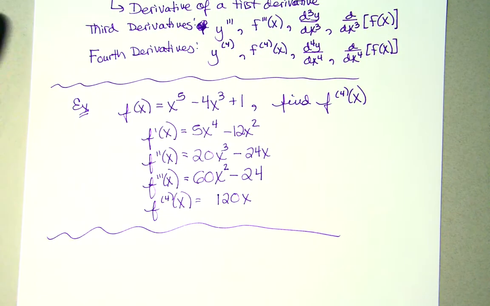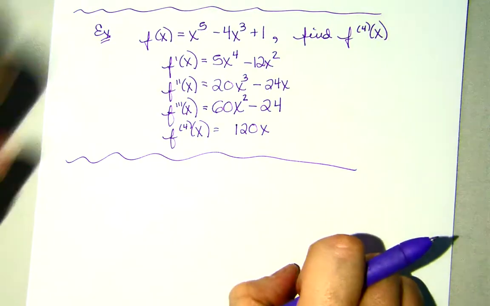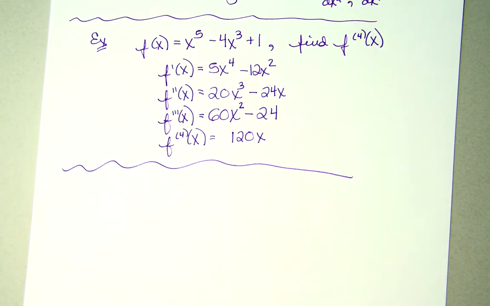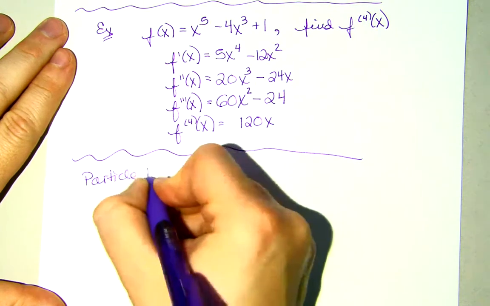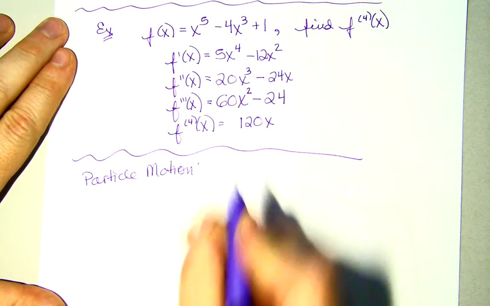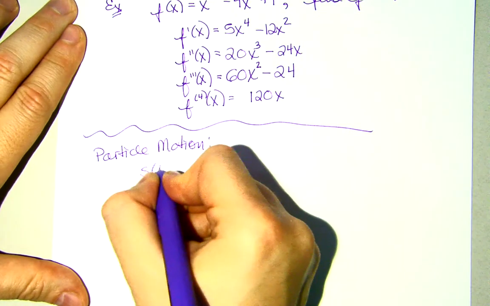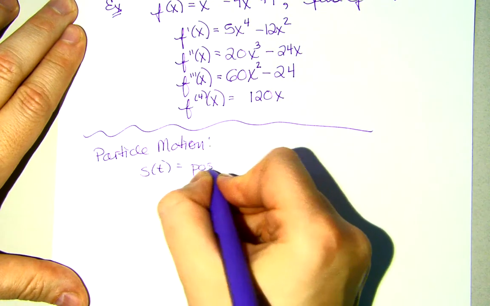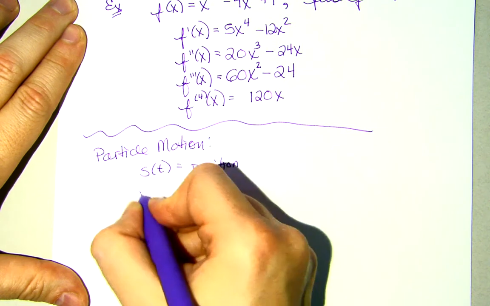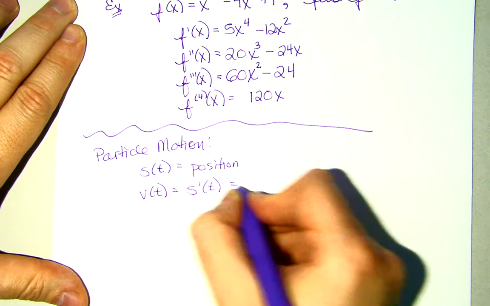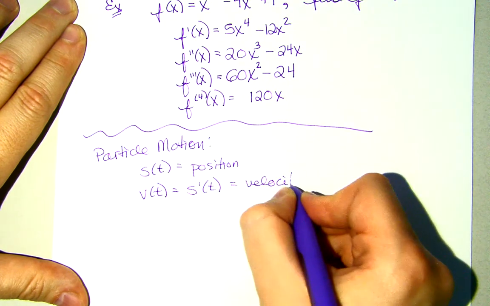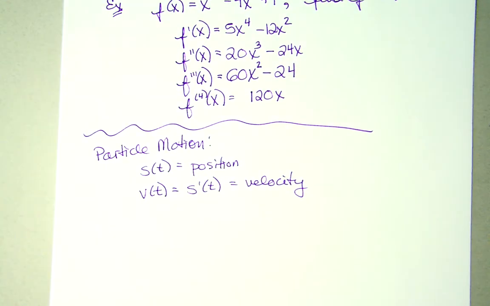No big deal. I want to go back to particle motion very quickly. We're not going to do any problems. I just want to add something here. Let's put that away. Thank you. Particle motion. We said that s of t is our position function. And our velocity comes from doing the derivative of position. That's everything we've already done, because velocity is the rate of change of position.